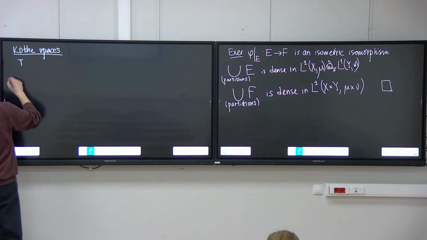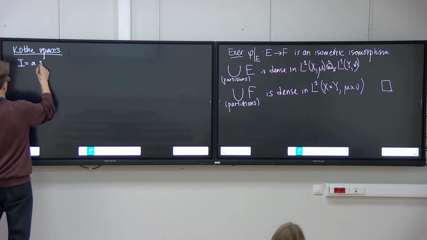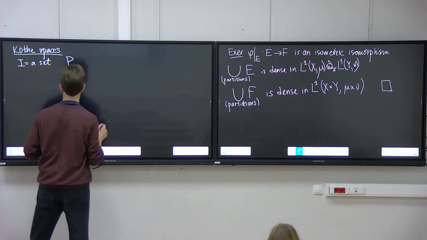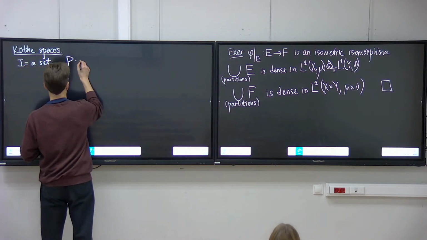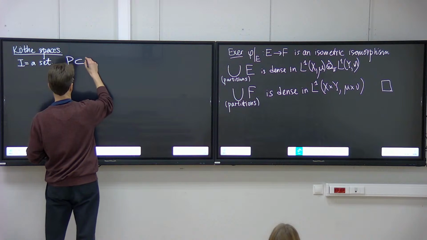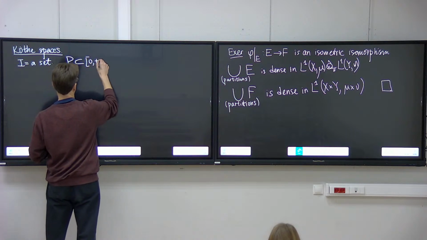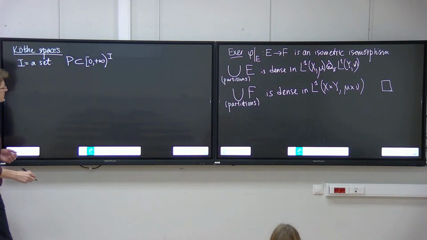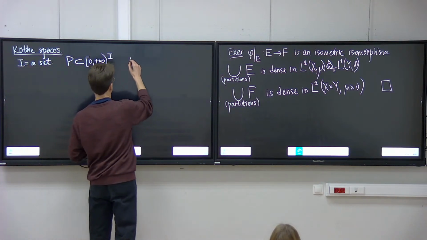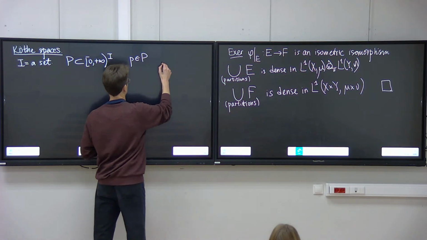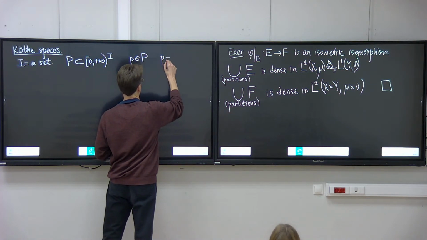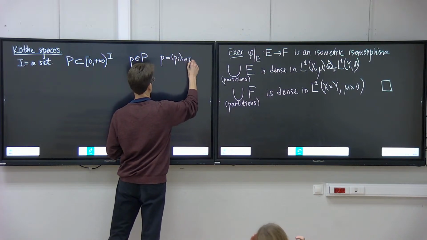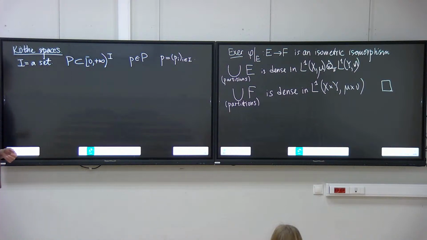Suppose that R is a set, and suppose that P is a set of non-negative real-valued functions on R. So if little p is an element in P, we think of this function as a family of non-negative numbers indexed by I.